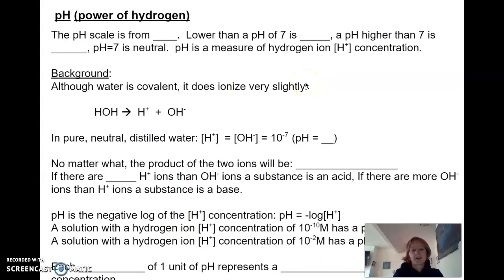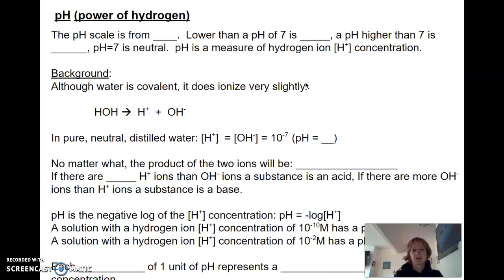Guys, it's Miss Schrader. I thought I would try something different today and take a page from the PowerPoint in the acids and bases chapter. So today I just want to talk about pH. So your reading is for pH and indicators.